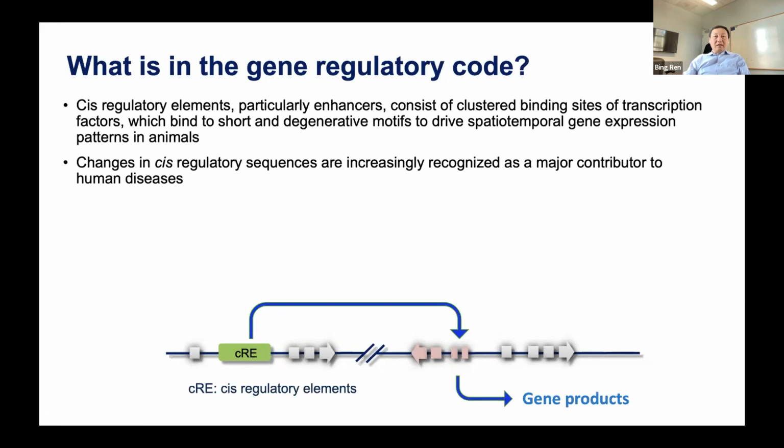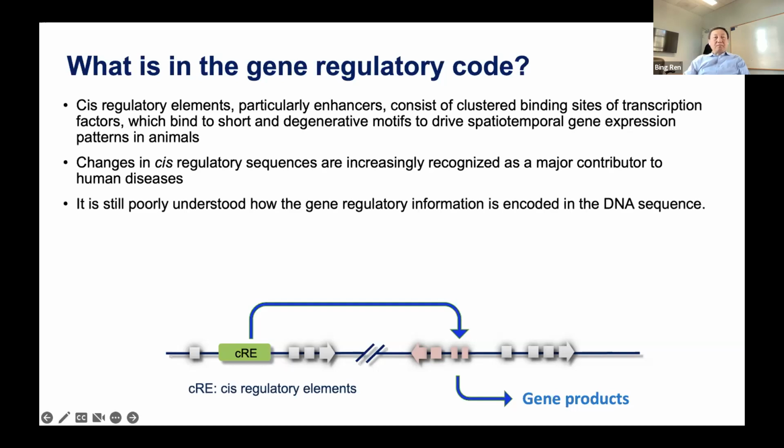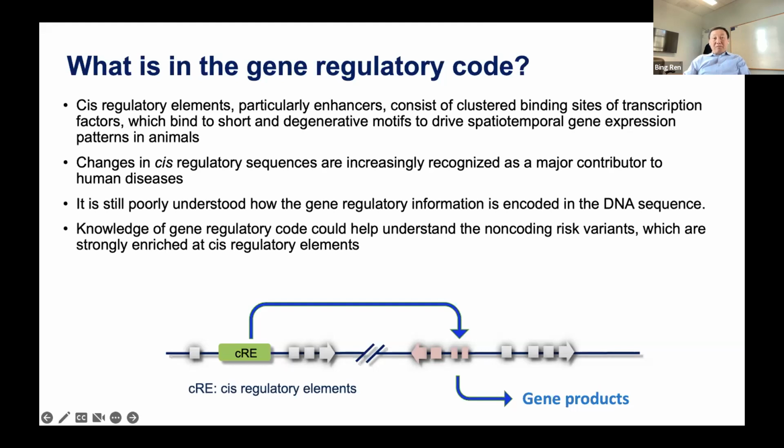We also know, through numerous studies in recent years, that changes of such regulatory sequences, either in the germline or in somatic cells, can drive disease pathogenesis. But it is still poorly understood how this regulatory information is encoded in the DNA sequence. Our hope is that by understanding the gene regulatory code, we can eventually understand how non-coding risk variants of human disease can cause disease, and how that information can lead to development of therapeutics and treatment. That's the overarching goal of my lab and also of the field.